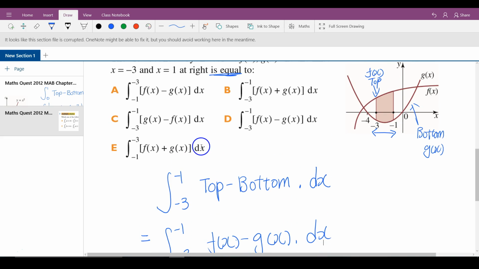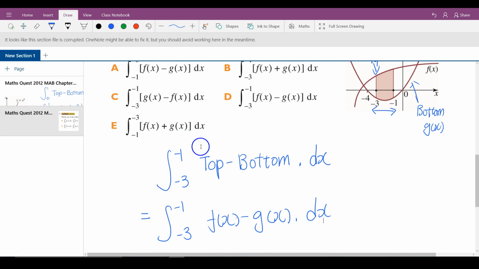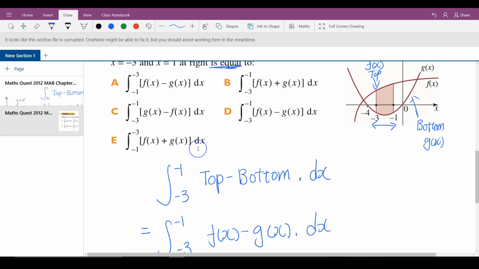So let's look at A. The f of x minus g of x, this bit is the correct one, but pay attention to the domain. They're wrong. It's not from negative 1 to negative 3. It's from negative 3 to negative 1. The smaller x value is always at the bottom, and the bigger x value is always at the top. When you go with my method, top minus bottom, the smallest x value always goes on the bottom. All right, so this is the wrong one.